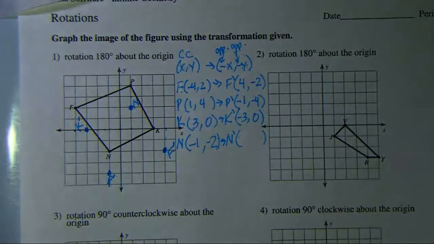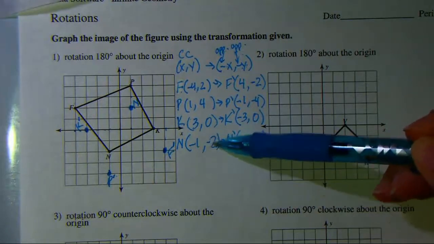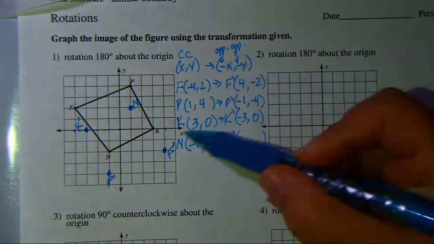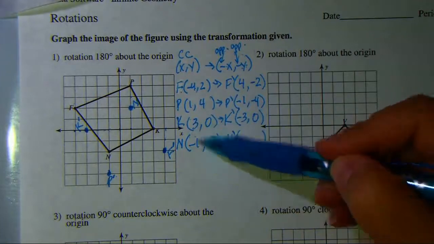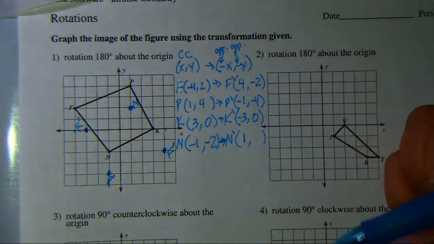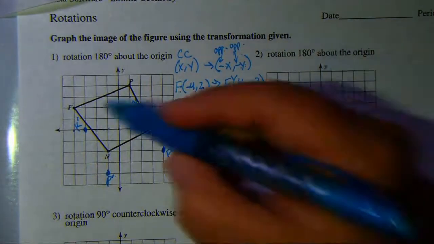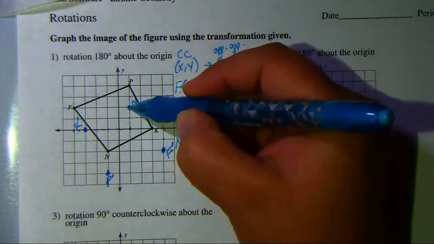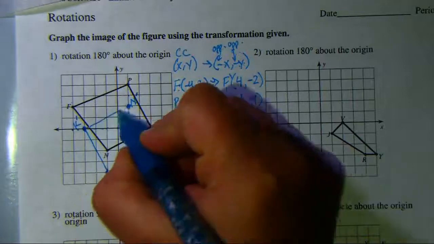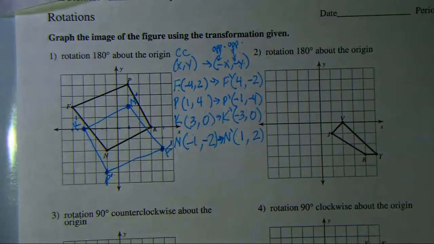There's my k prime. Here's n, okay? N is at -1, -2. It starts off at -1, -2. So that means n prime is going to be the opposites of what I'm starting with. So if I start with -1, that means I have a +1 because it's an opposite. And then if I start with -2, that means I have a +2 because it's the opposite. So n prime is at 1, comma 2, +1 to the right, up 2, there's my n prime. So here is my rotated quadrilateral, right there.